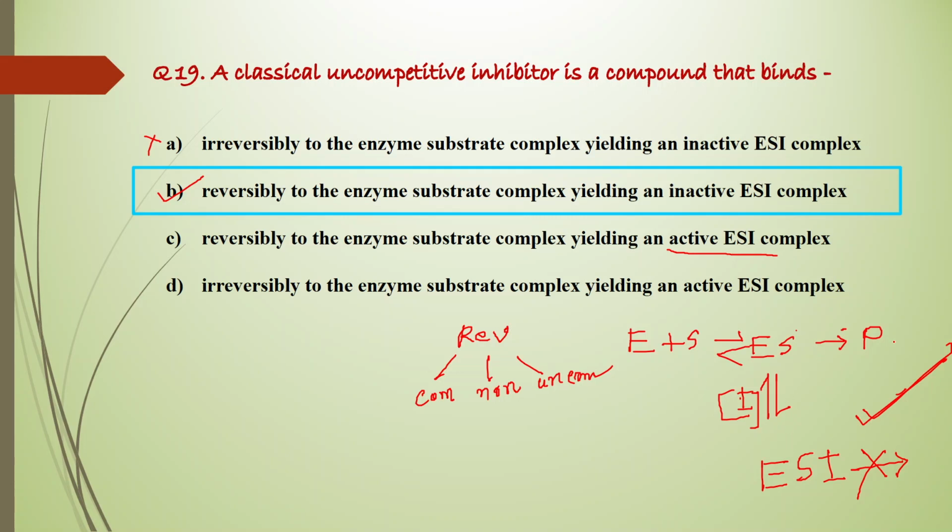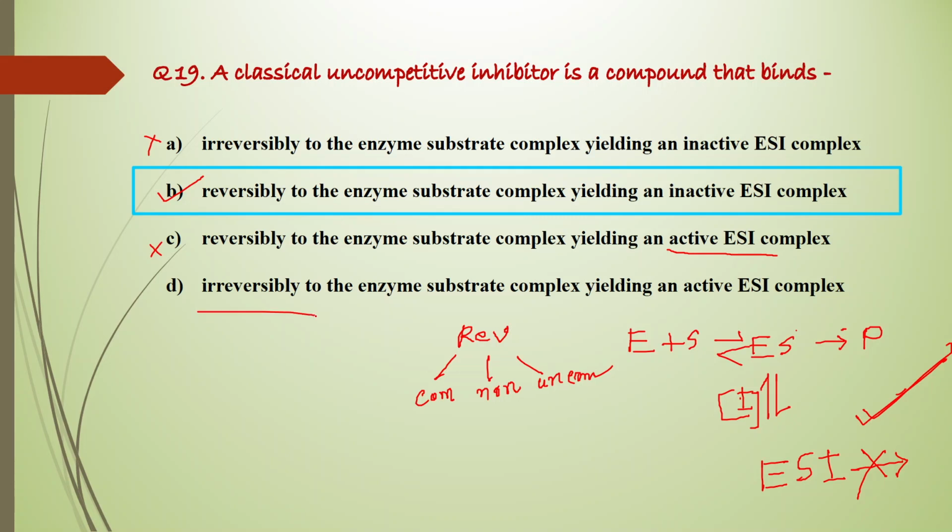Whether it can give the product, that determines the activity. So our third option is incorrect as well. And the fourth one is: the inhibitor irreversibly binds to the enzyme substrate complex, yielding an active ESI complex. The whole statement is wrong.